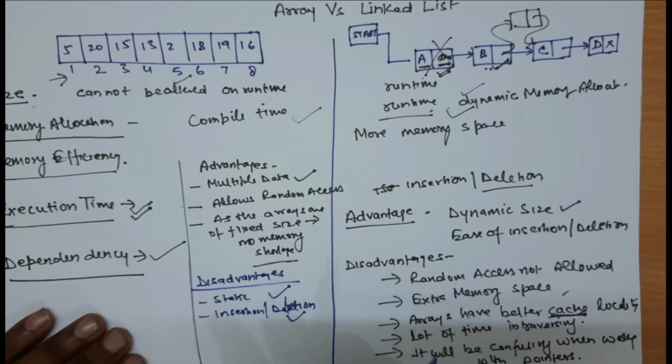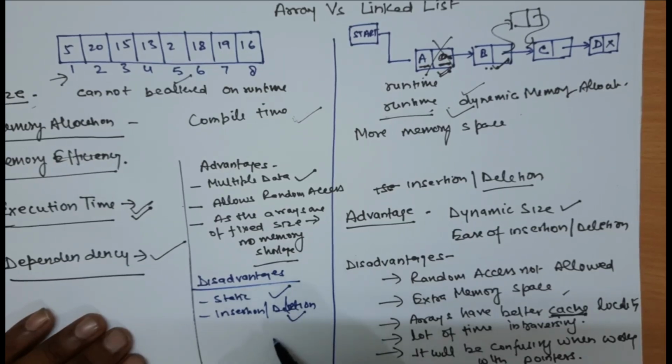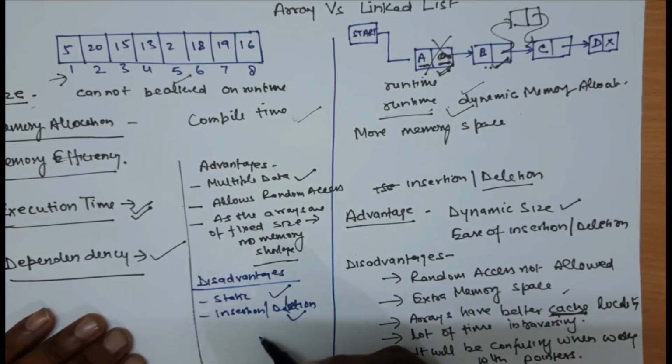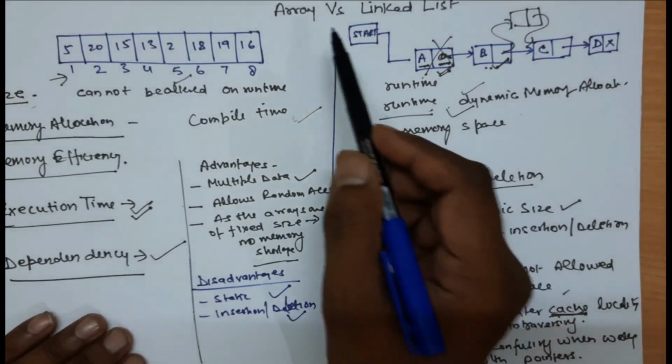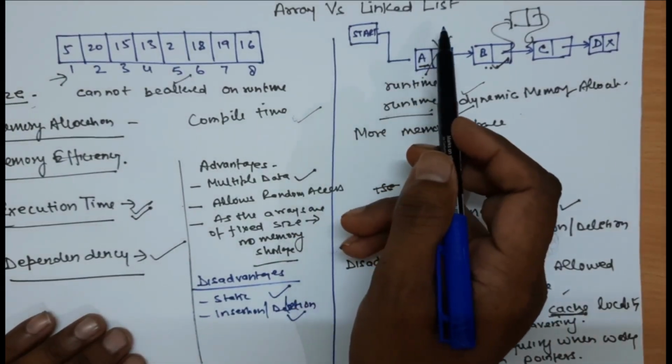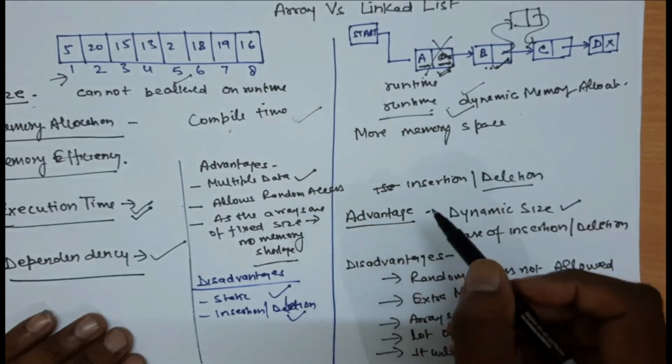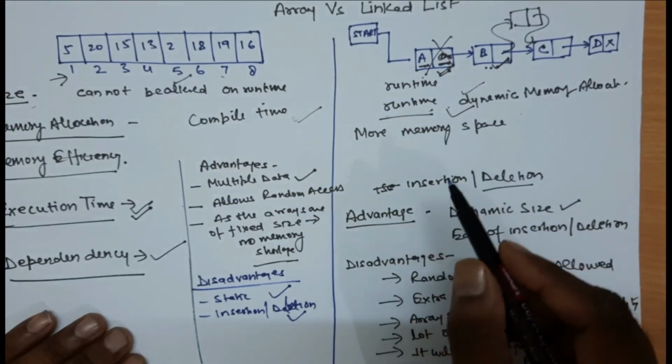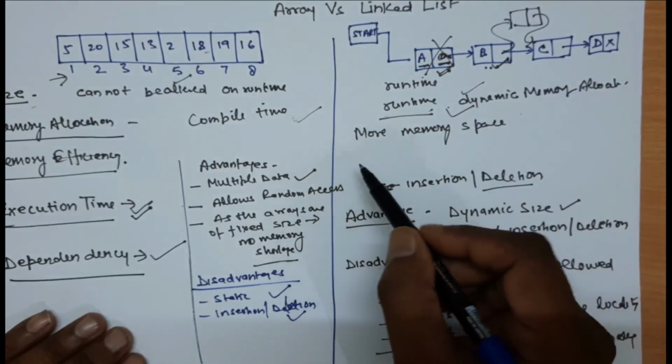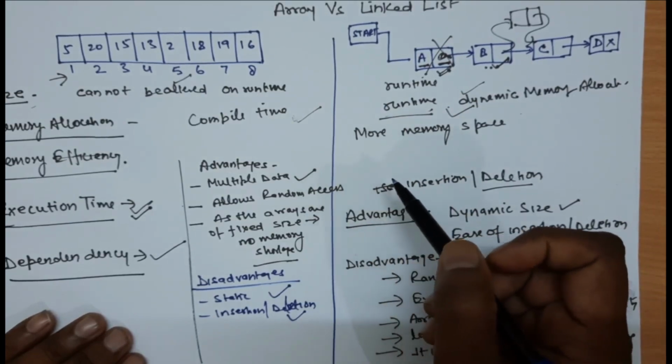And the number of elements that have to be stored in the array data structure should be known in advance. That is the biggest disadvantage of using the array data structure. So that's all about the difference between the array and linked list data structures. I hope that you have got the answers to the various questions with which we started.